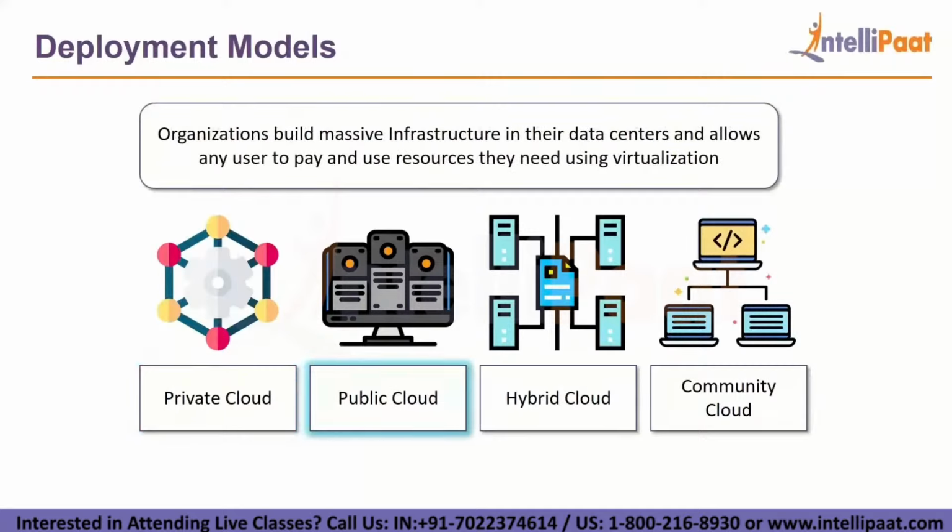Then comes public cloud. Organizations build massive infrastructure in their data centers and allow users to pay for and use the resources they need using virtualization. This is the easiest one to understand, mainly because this is the one that people use most of the time. Services such as Amazon Web Services, Azure Cloud Services, Google Cloud Platform, IBM Cloud, Oracle Cloud, so on and so forth, are all just extensions of this. They fall under the public cloud category because they allow you to acquire resources and then pay for the resources that you have acquired and for the time that you use.